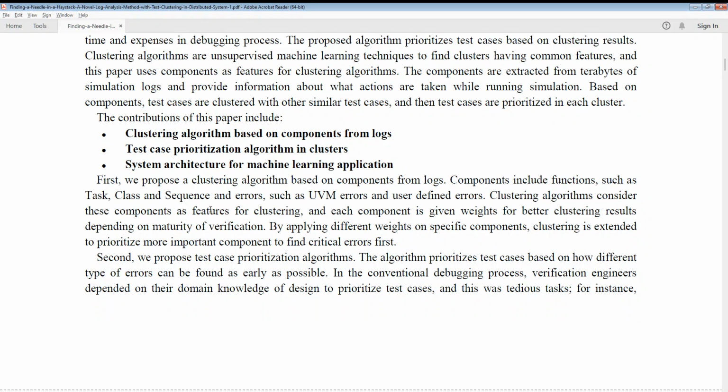Second, we propose a test case prioritization algorithm. The algorithm prioritizes test cases based on how different types of errors can be found as early as possible. In the conventional debugging process, verification engineers depended on their domain knowledge of the design to prioritize test cases, and this was a tedious task.